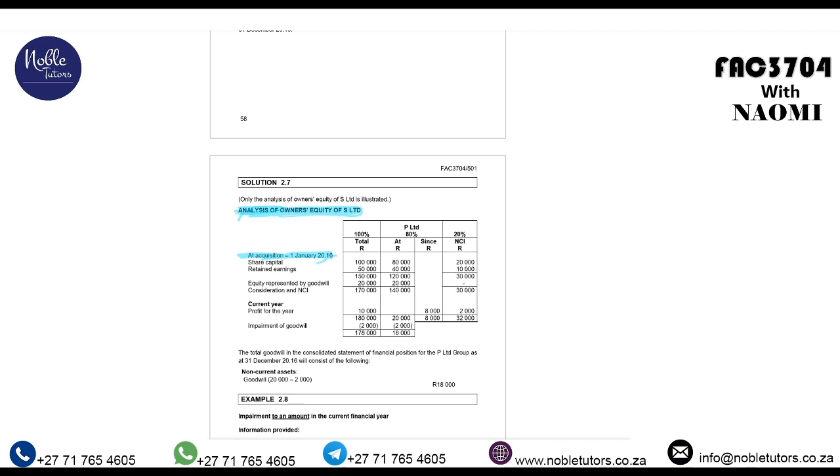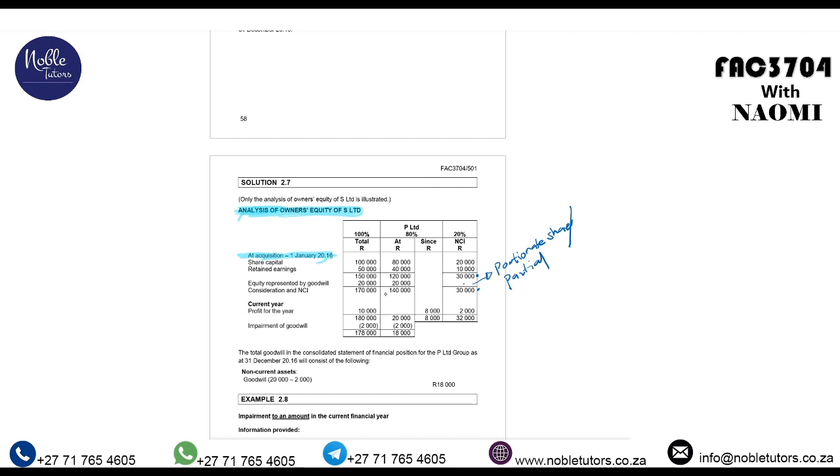So the share capital and retained earnings, we calculated the total, then we brought in the consideration. As you can see, there was no goodwill in this question, so that means they used the proportionate share or partial method. If you use that, there will be no goodwill, and whatever you have already calculated here becomes the total for NCI. After that, they went to the current year.